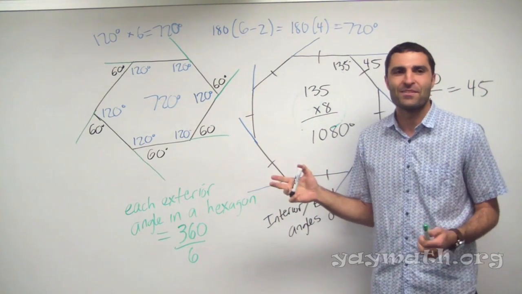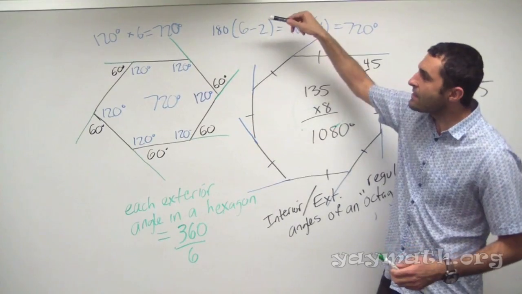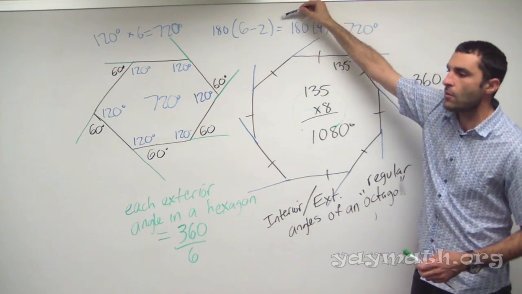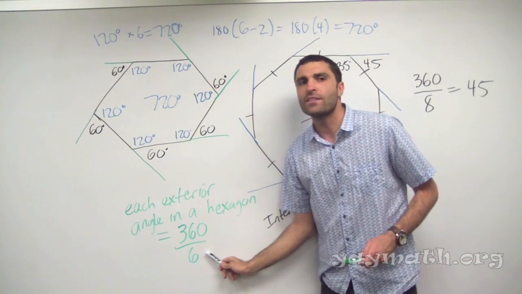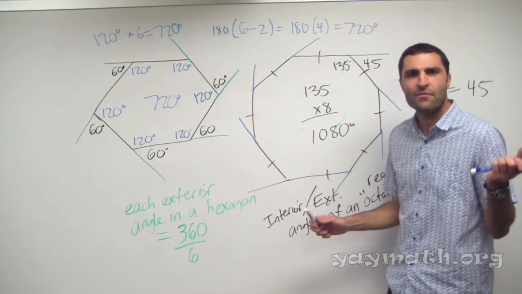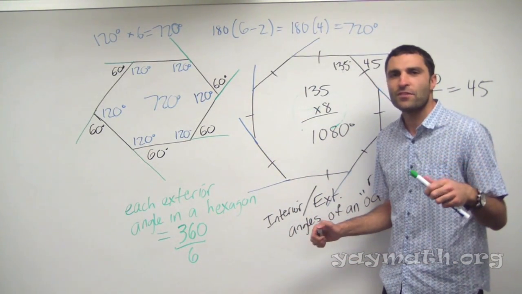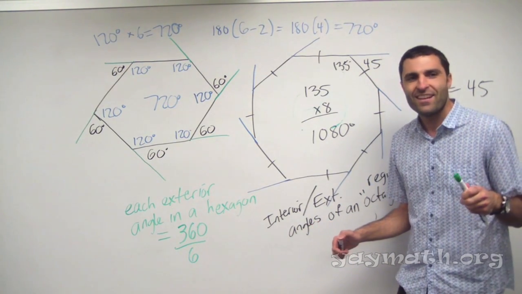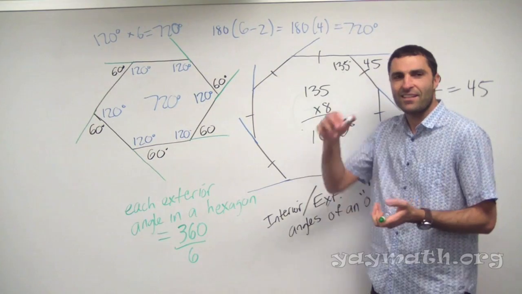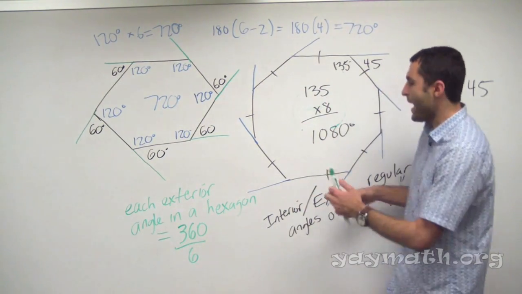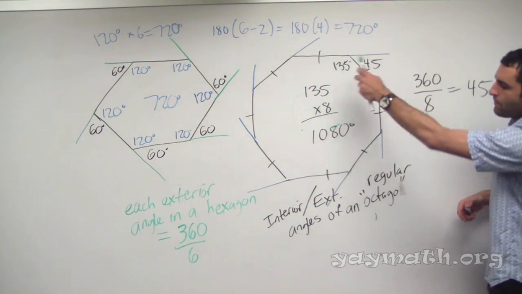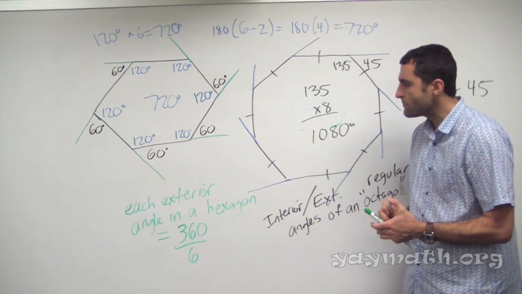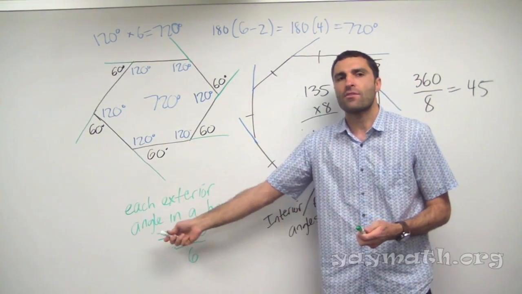So we did inside angles. We did outside angles. We did the definition of regular, all sides the same. And that's pretty much it. We did outside is the 360.